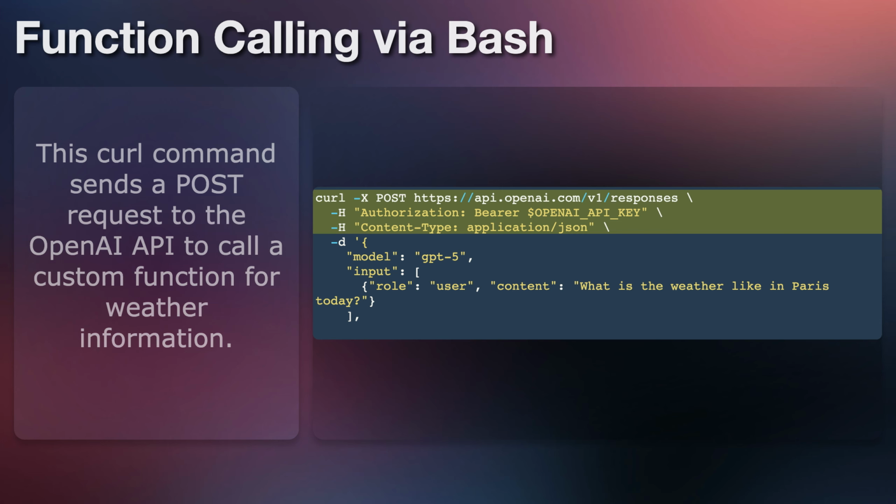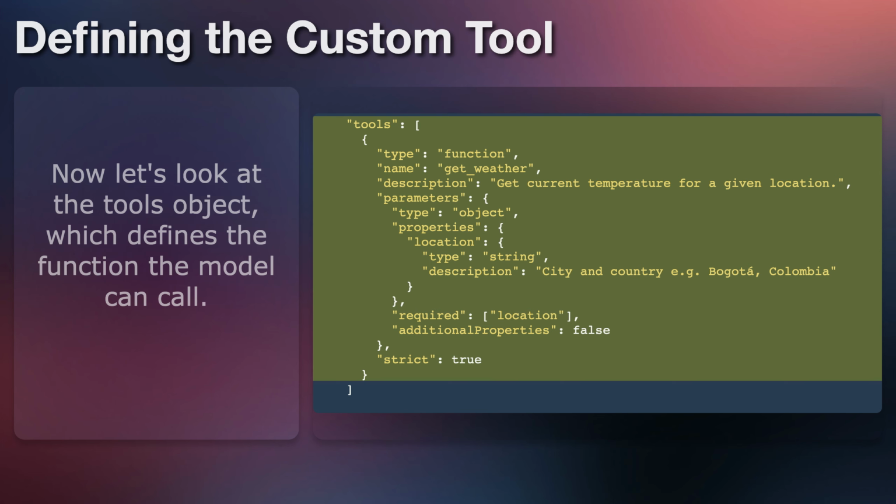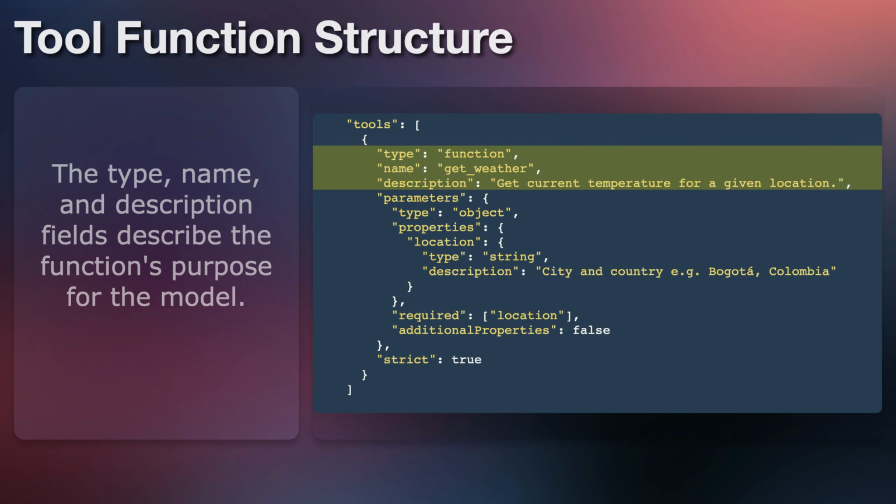This curl command sends a post request to the OpenAI API to call a custom function for weather information. Here, the input specifies the user's request asking about the weather in Paris today. Now let's look at the tools object, which defines the function the model can call. The type, name, and description fields describe the function's purpose for the model.